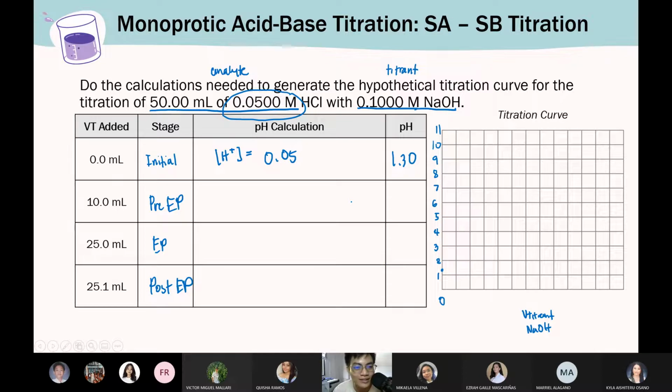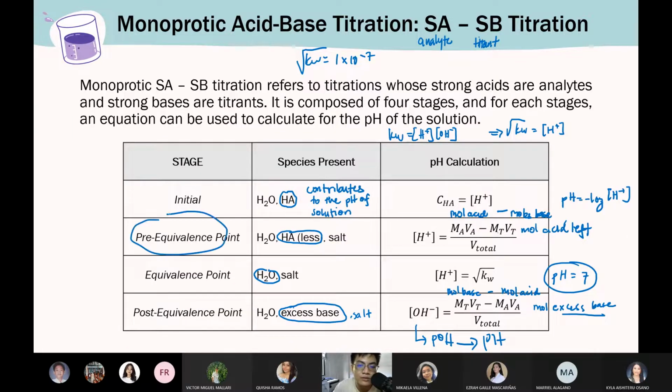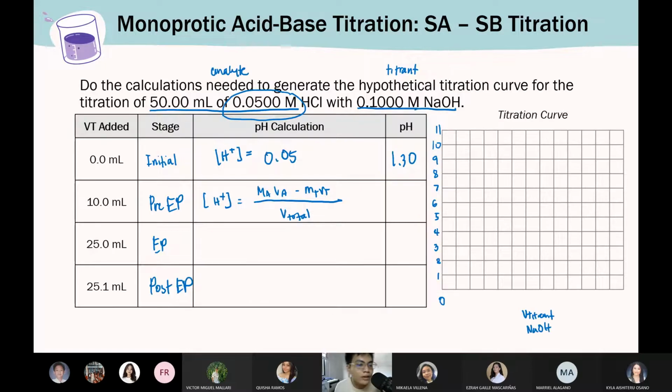Okay, pre-equivalence naman tayo. Ano yung equation for pre-equivalence? Ako, medyo kabisado ko pa ata, no? So, to get the concentration of the acid, ang sabi ng ating equation sa table ay MAVA minus MTBT over V total. Okay, copy mo lang yung equation na yan. Kasi nasa pre-equivalence tayo, so just copy this equation. Okay. Ikakopy mo lang yan. Now, pagka-copy mo ng equation, mag-plug in ka na. What's the molarity of your analyte? So according to the problem, the molarity of analyte is 0.05. Okay. So molarity ng analyte, yun daw, 0.05 na.